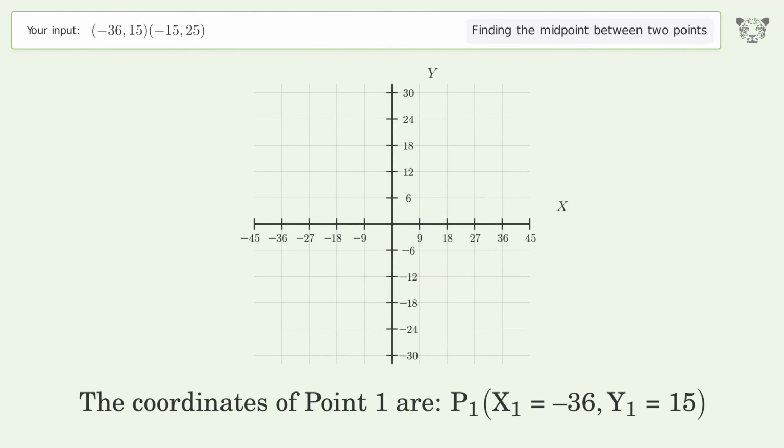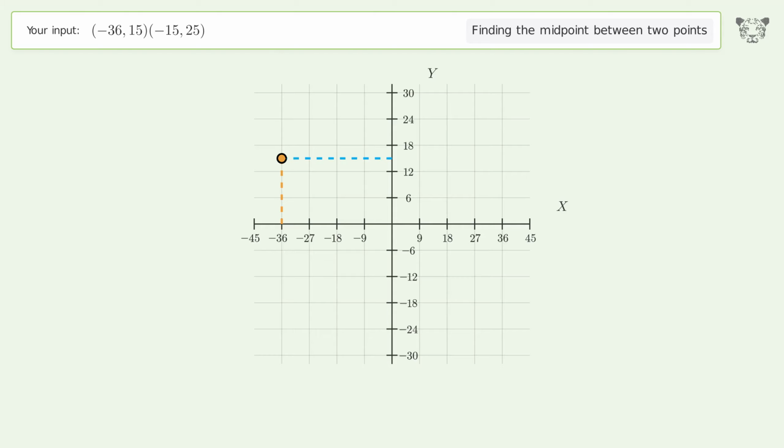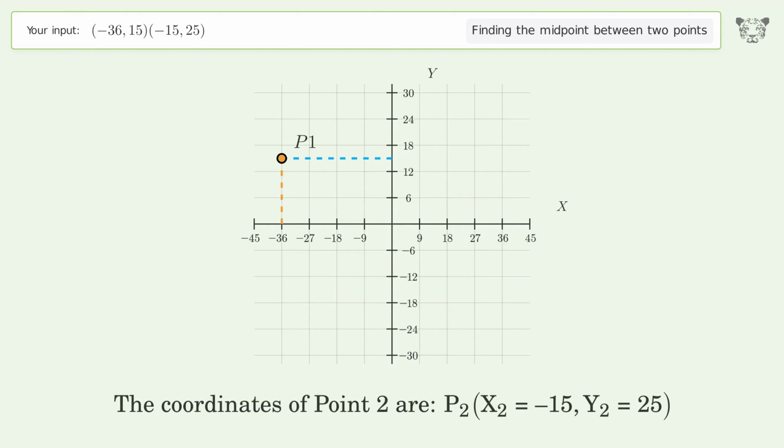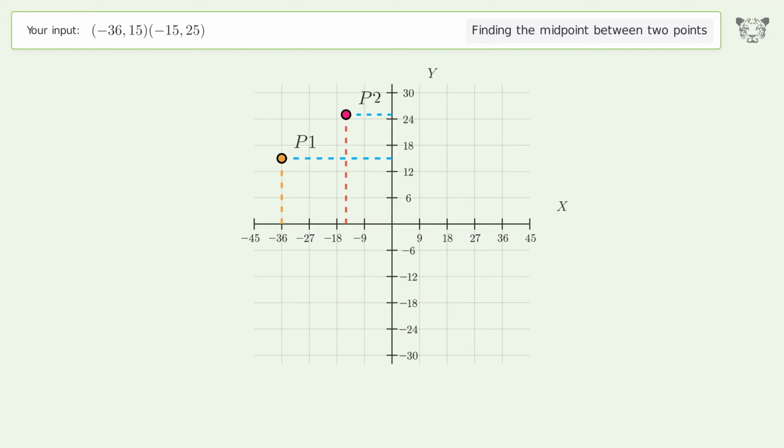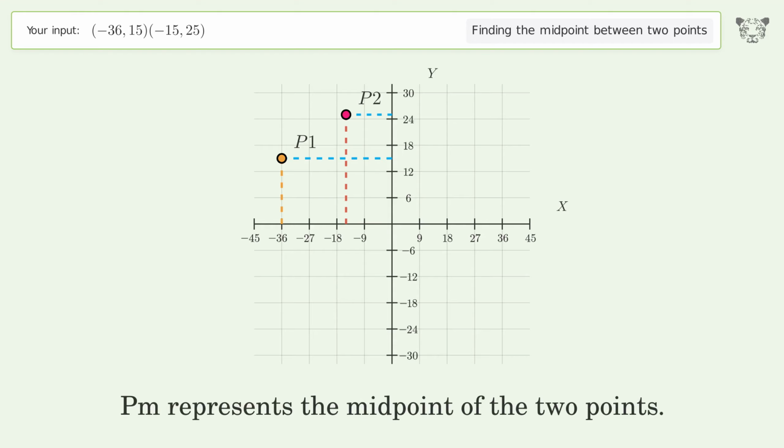The coordinates of point 1 are, x1 equals negative 36, y1 equals 15. The coordinates of point 2 are, x2 equals negative 15, y2 equals 25. PM represents the midpoint of the 2 points.